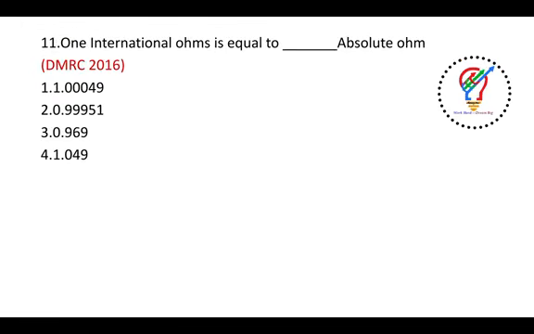Next one, the international ohm is equal to dash absolute ohm. So it's a direct formula, a direct value. One international ohm is equal to 1.00049, which was asked in the DMRC 2016 paper. So 1.00049 is the correct answer.